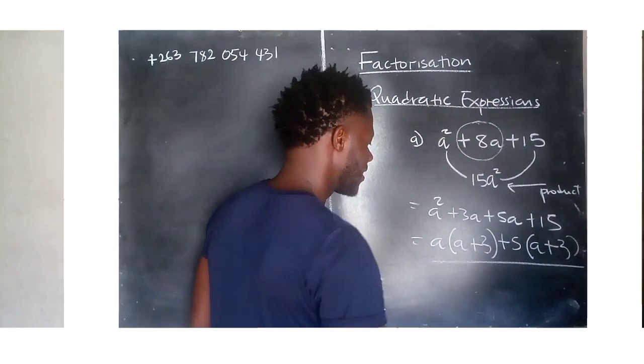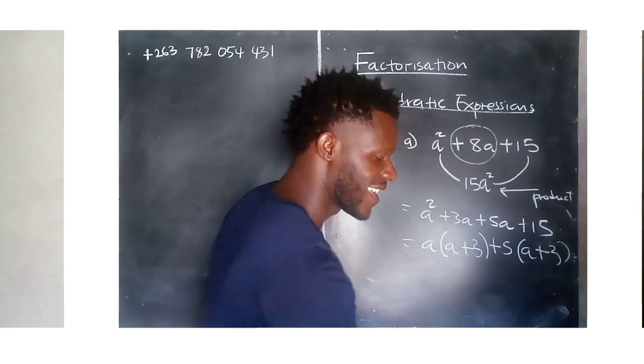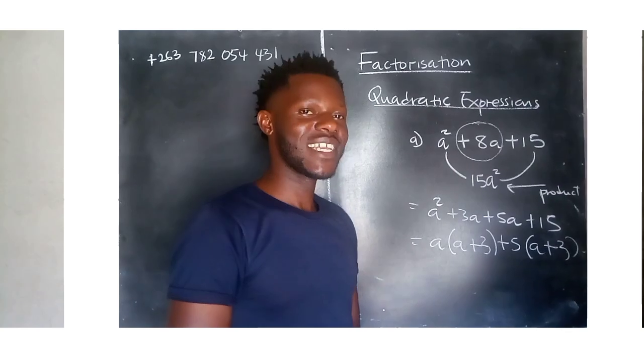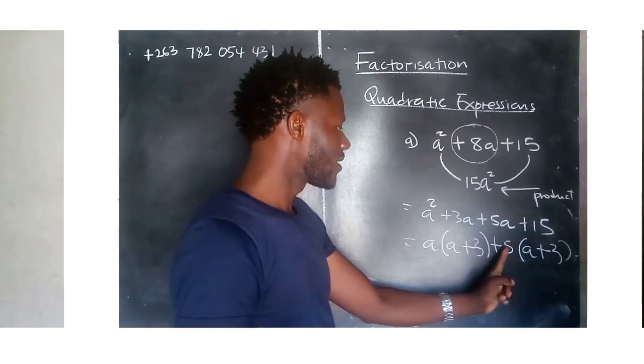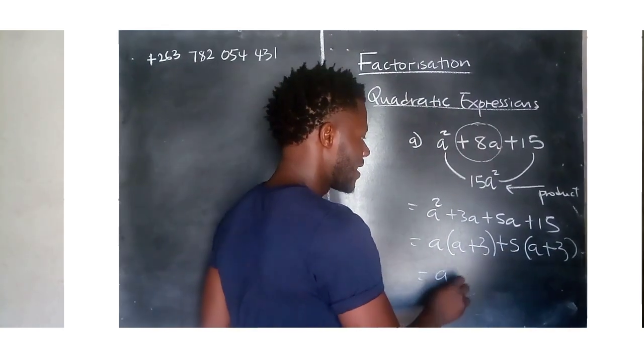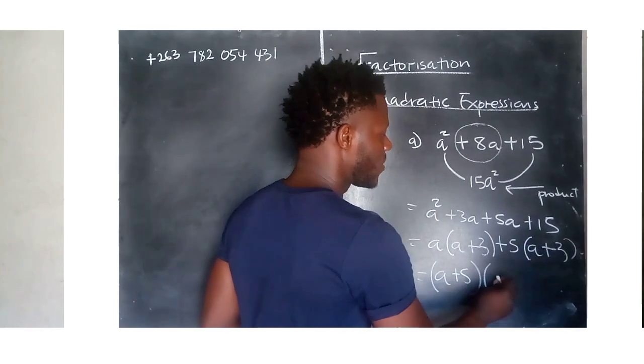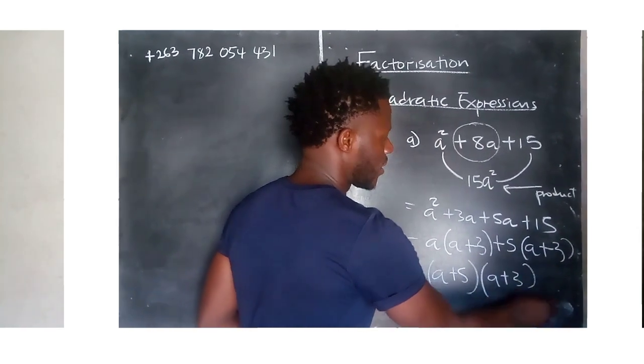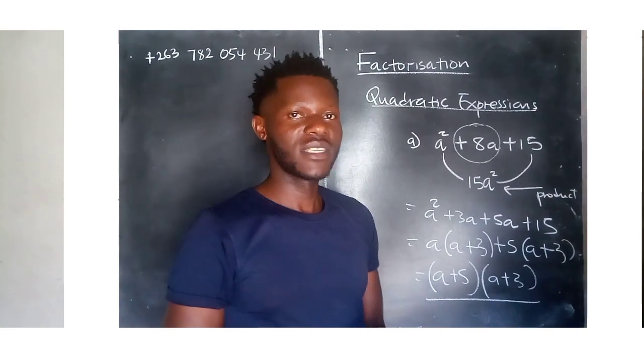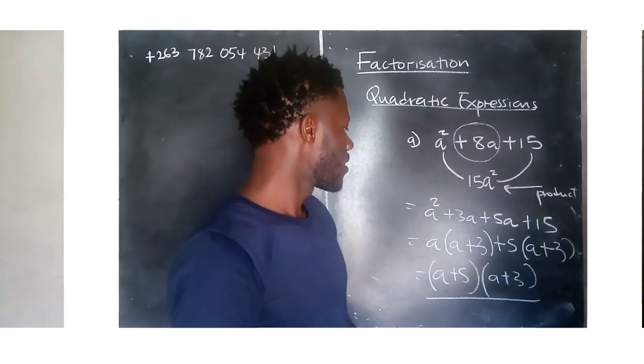Then, in fact, this is not the final answer. We must proceed to a stage whereby the terms outside the brackets must have their own bracket, a plus 5. Then among these 2 common brackets, we just take 1 like this. So this is how we go about quadratic expressions.